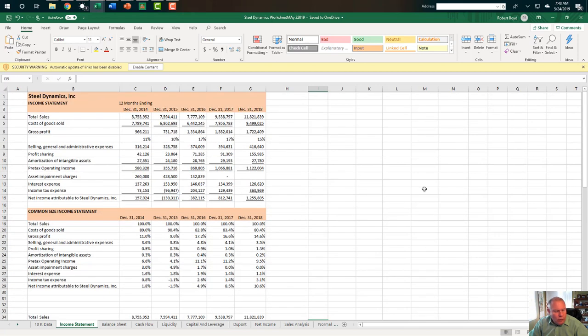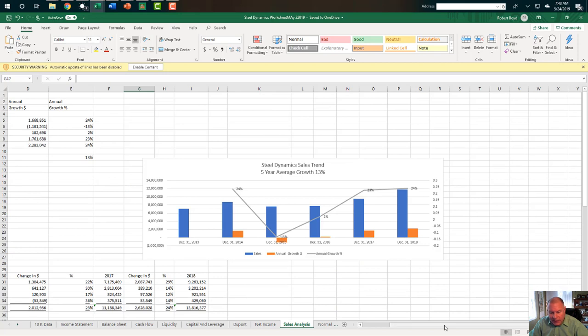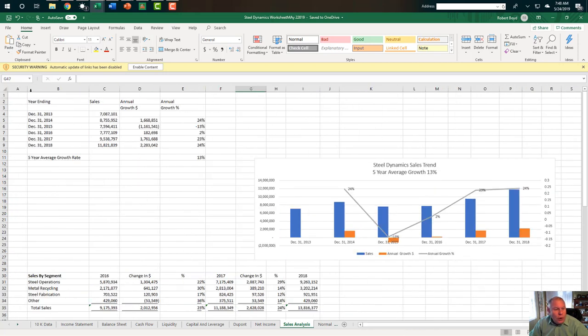So now we're going to take a look at sales analysis. If we go to sales analysis, the first thing I did was look at what the sales were in each of their years. This information, as you can tell, came directly from the 10K. I then calculated the growth and then did it as a percentage. I then looked at what the 5-year growth rate was and saw that it grew at 13%. So this is my data.